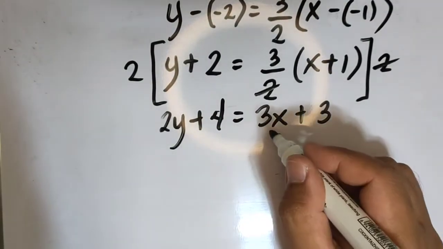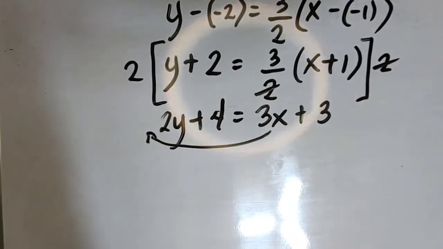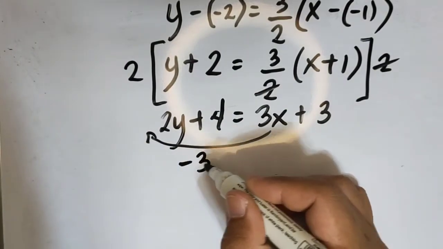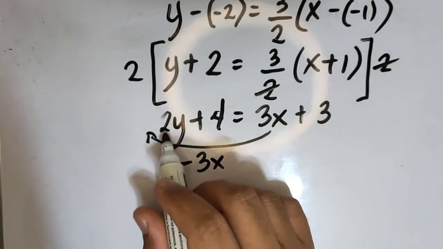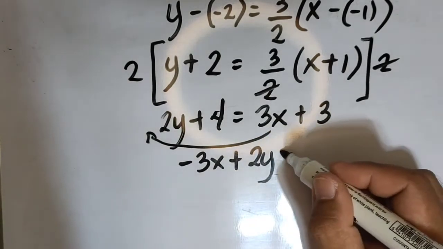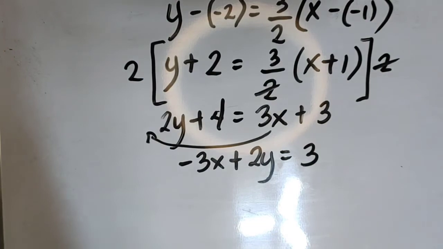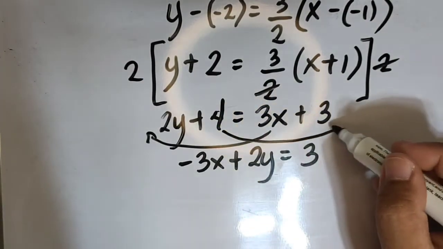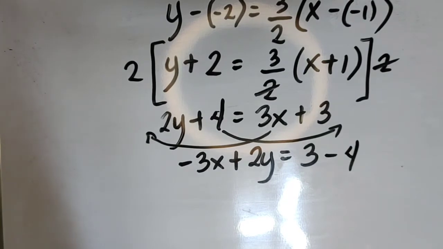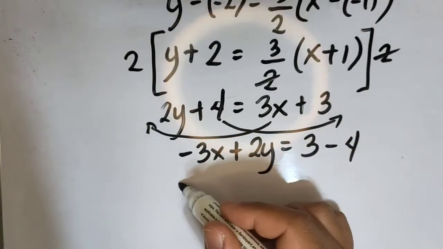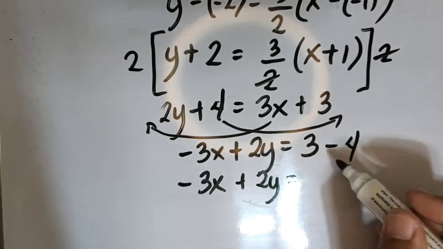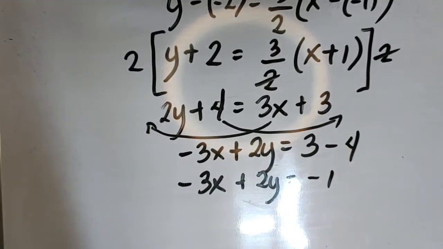Okay, so let's write our equation in standard form. So let's transpose 3x. It will become negative 3x. We will just copy positive 2y. So we have plus 2y is equal to 3. And then transpose 4, it will become negative 4. So the answer now is 3x plus 2y is equal to 3 minus 4, that is negative 1.